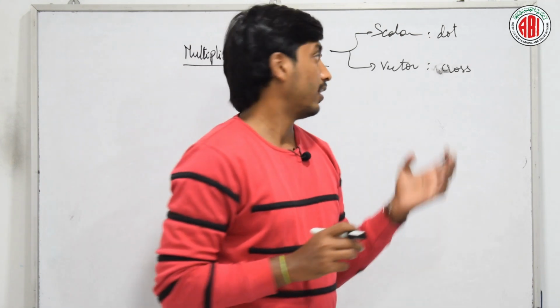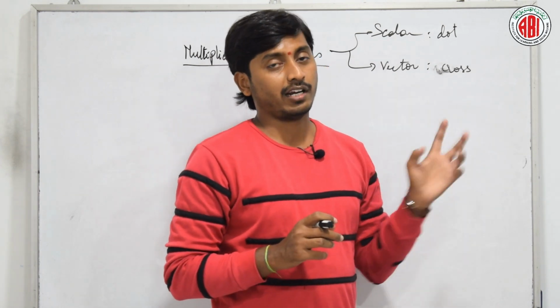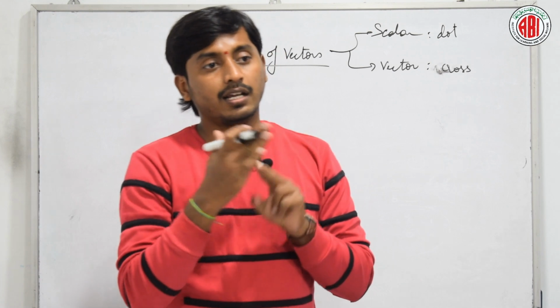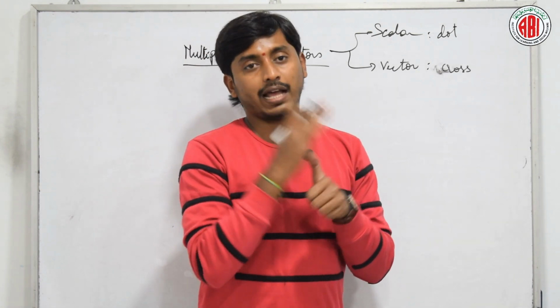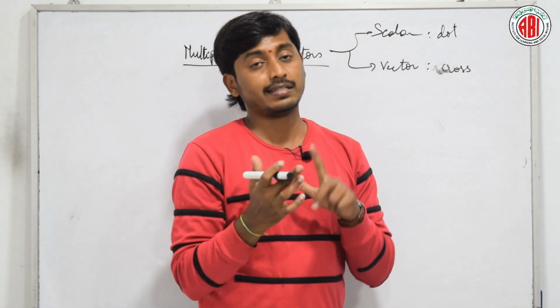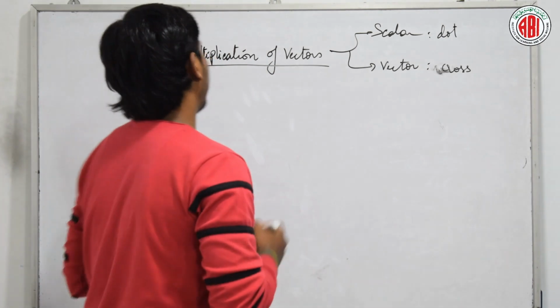Clear? Fine. What about the vector product? Vector product is a type of product in which we multiply two vectors in order to get a vector, which clearly indicates that we are going to have a magnitude with its direction. Clear? Fine.